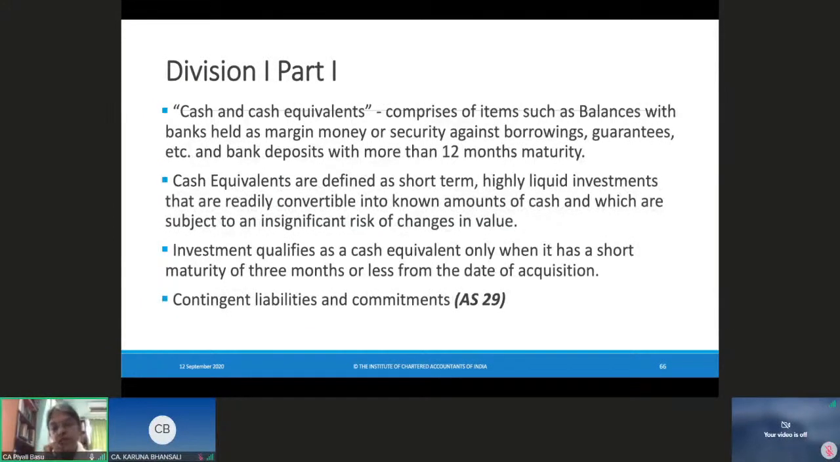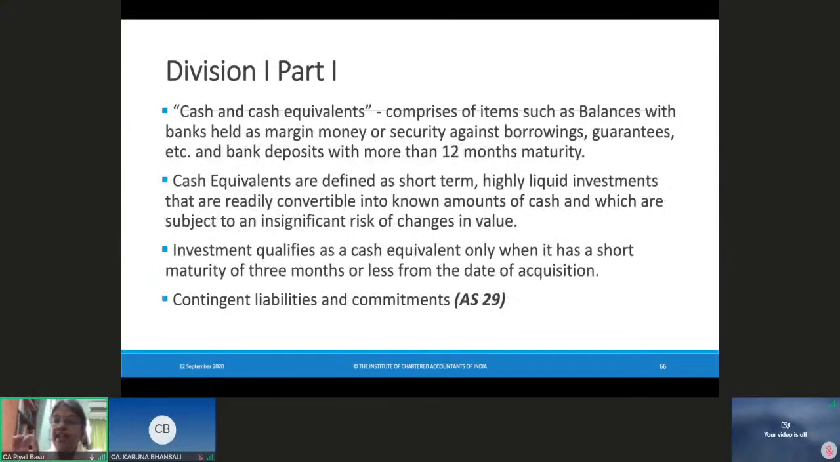Okay, cash and cash equivalents comprise items such as balances with banks held for margin, security margin, which I already told you, and which will be recovered within 12 months maturity. Okay, so we have to keep this in mind. And cash equivalents are defined as short-term, highly liquid investments that are readily convertible into cash. Okay, there is no deferment and an insignificant risk of change in value.